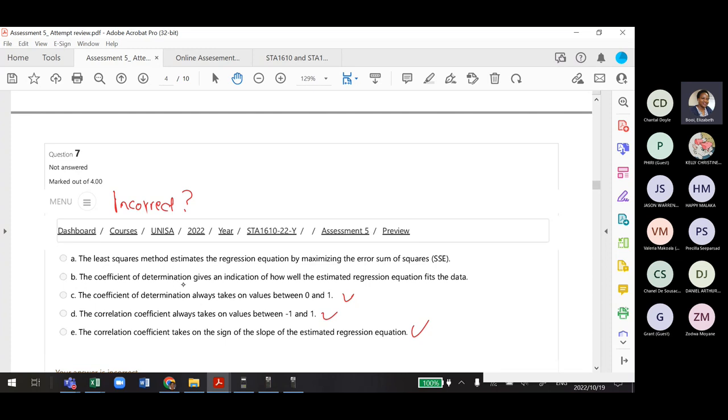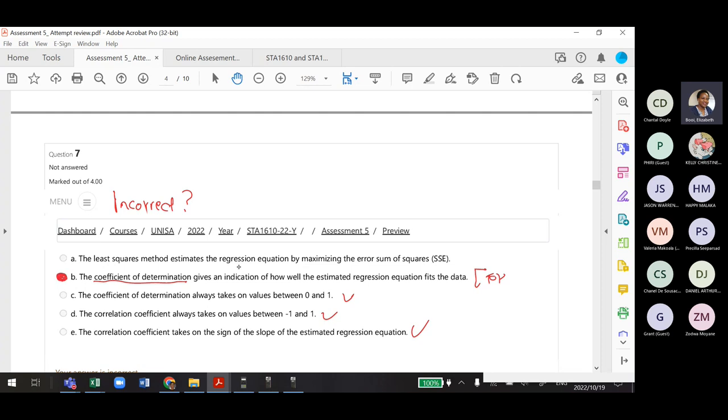Do you know how to interpret the coefficient of determination? Remember, the coefficient of correlation tells you the strength and the direction, right? And we can say things are positively correlated or negatively correlated. What about the coefficient of determination? It has everything to do with total variation, or the variation in your dependent variable that can be attributed to your independent variables. So the only incorrect statement here is B.